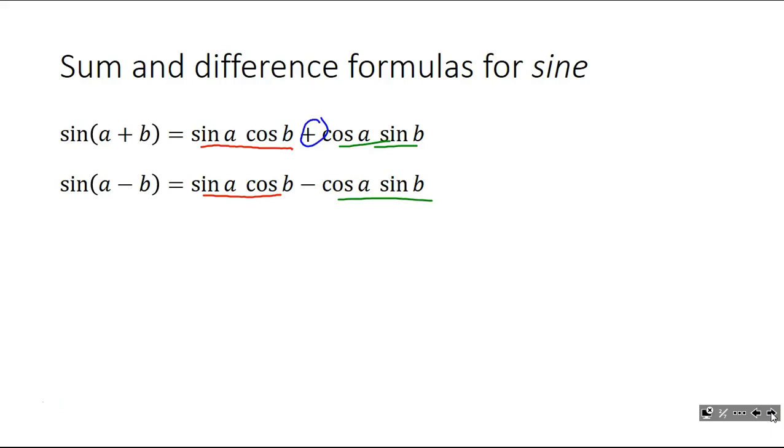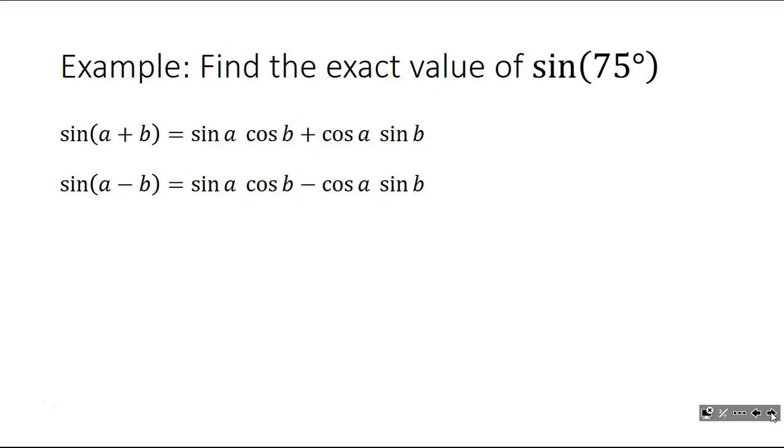When we're doing the sum of angles, it's a plus. The difference of angles, it's a minus. And so we'll use one of these formulas to answer this question. Find the exact value of the sine of 75 degrees. Now, an exact value is not something you can find using, say, the TI-83 calculator, but we can find it by using the formula here.